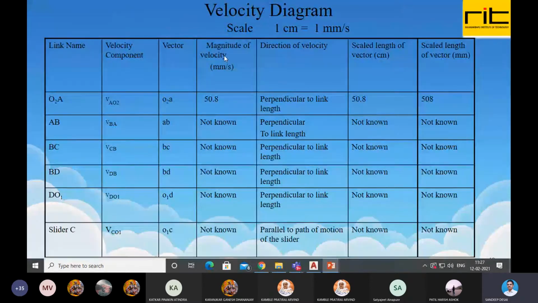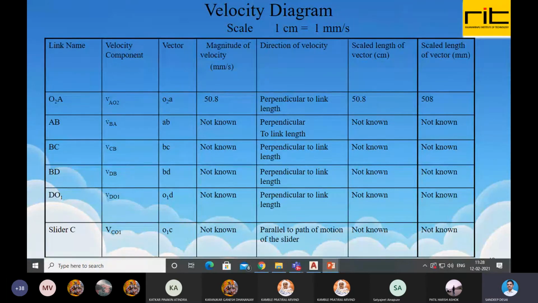These are the vectors. The magnitude of velocity we had calculated for the driving link came out equal to 50.8 millimeter per second. For all other links, velocity was not known. The direction of velocity is perpendicular to link length for all other links, and parallel to the path of motion of the slider for the slider. Only for the slider or piston, the direction of velocity is parallel to the path of motion of the slider. For the rest of the links it is perpendicular to link length. We then converted it to vector length. This is in millimeter per second. Now we have to convert it into a vector.